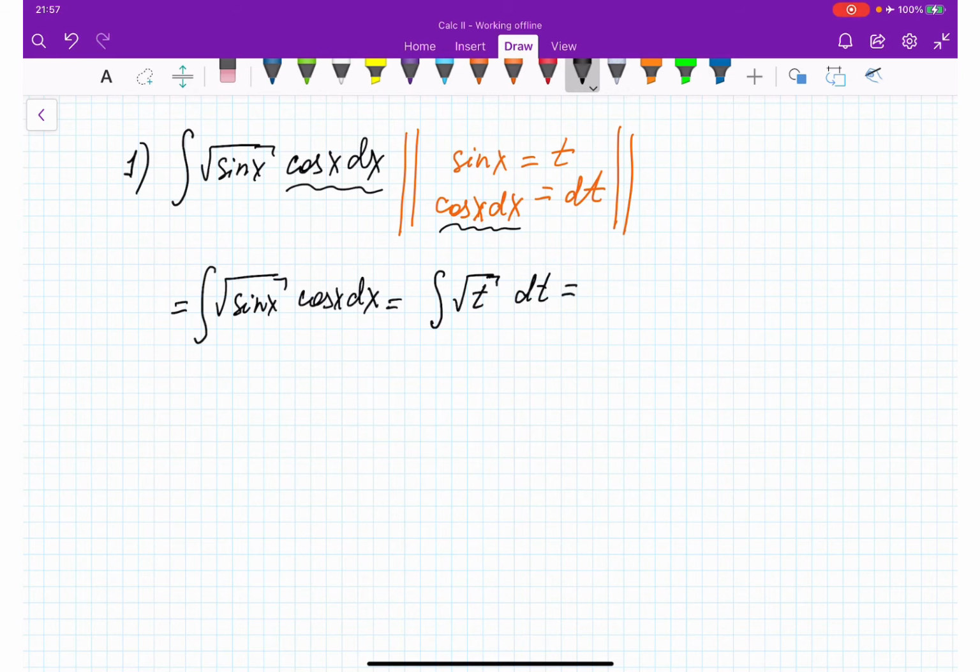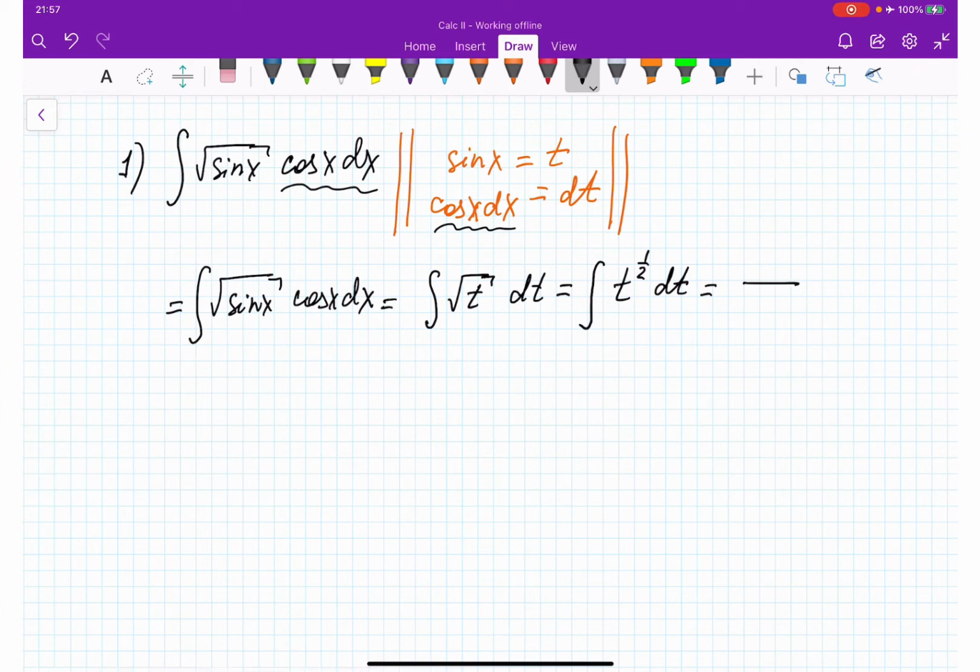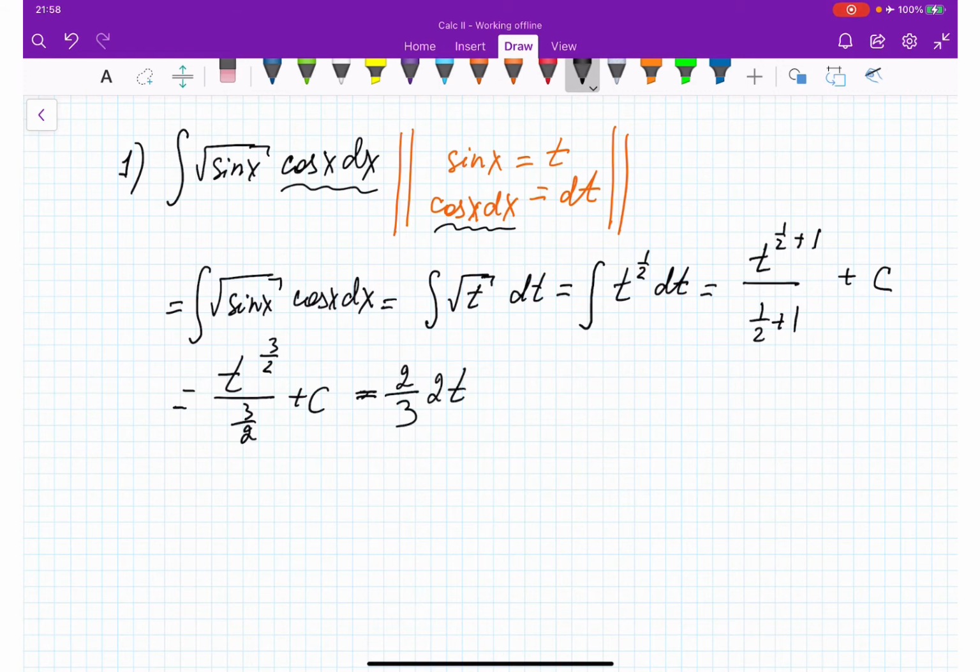So from here, we have t to the power 1/2 dt, and that is equal to t to the power 1/2 plus 1, also divided by 1/2 plus 1, plus c. So finally it's going to be t to the power 3/2, because 1/2 plus 1 is 3/2, divided by 3/2, plus c, and finally 2/3 t to the power 3/2 plus c. Okay, and finally we can replace our t with sine x.